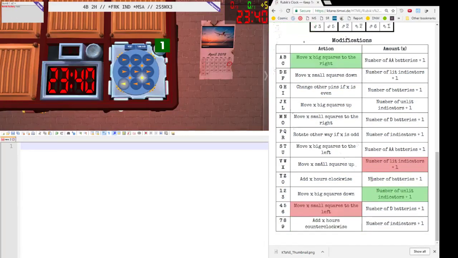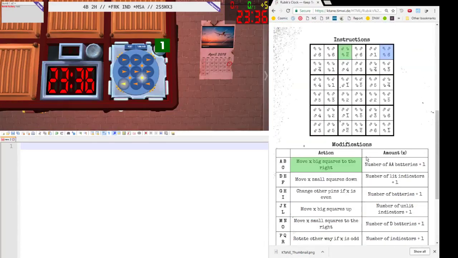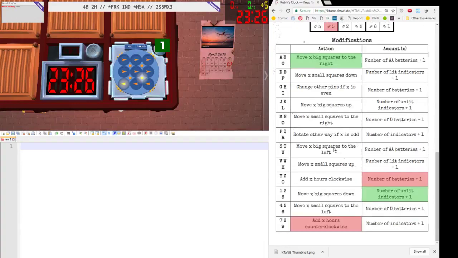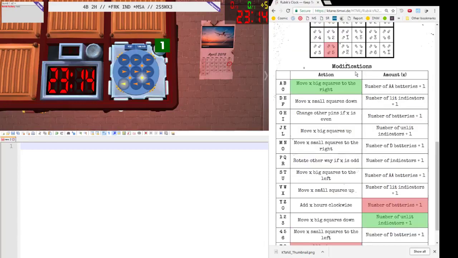So my greens become here. My reds become here. Diffuser is going to tell us where we start. That is bottom left, bottom right. So we're starting here. We'll do the red shift second because it's talking about moving the hours. We're going to move big squares to the right. Unlit indicators plus 1. We have 1 unlit indicator, that's the IND, plus 1 makes 2, so we're moving 2 big squares to the right. 1, 2. That puts me here.